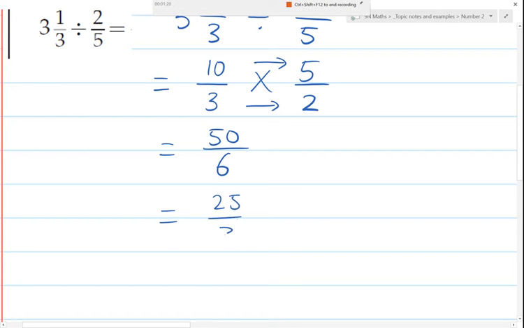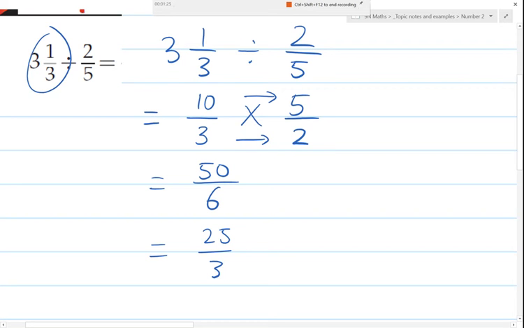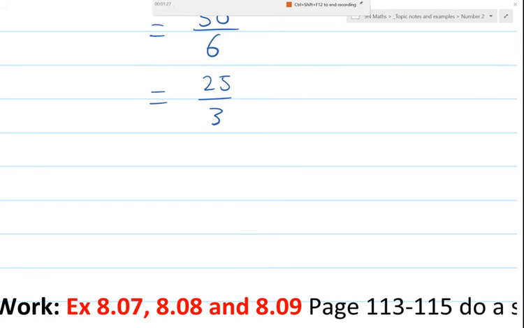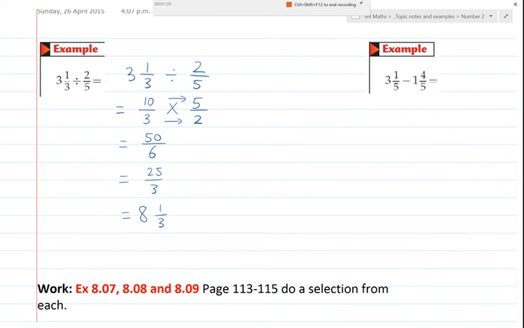25 over 3. And since we had our question in mixed numbers, we'll put our answer back in mixed numbers as well. And so 3 goes into 25 8 times with 1 left over, and we're dividing by 3. So that's how we can work with mixed numbers in that case.